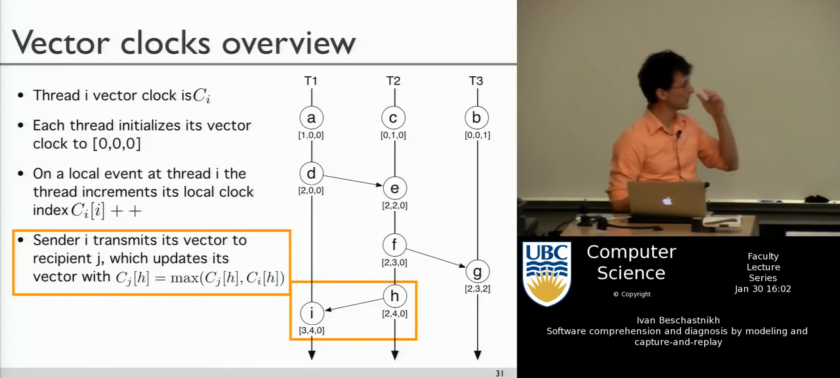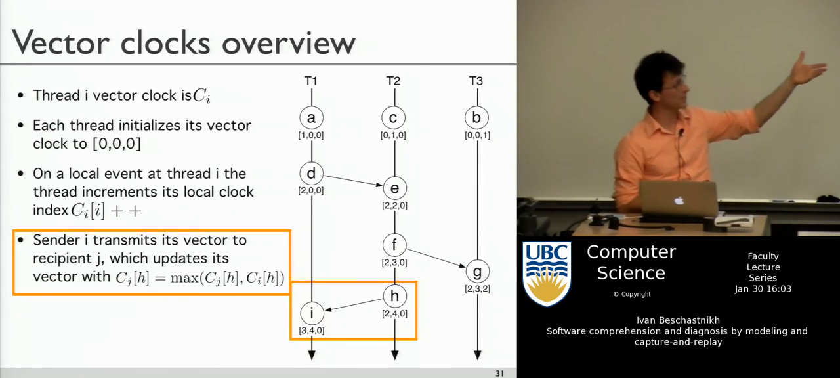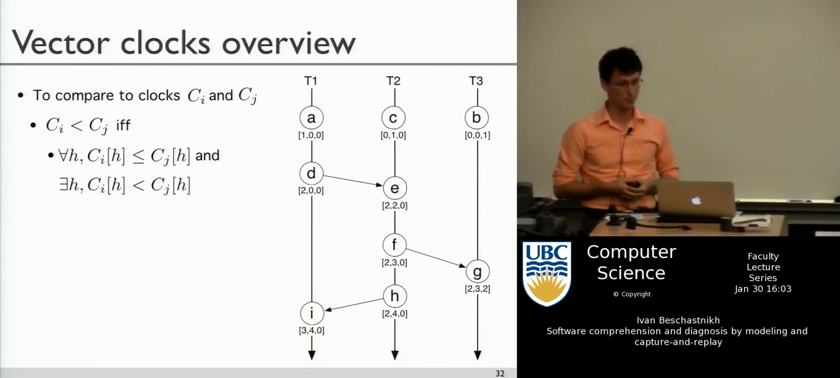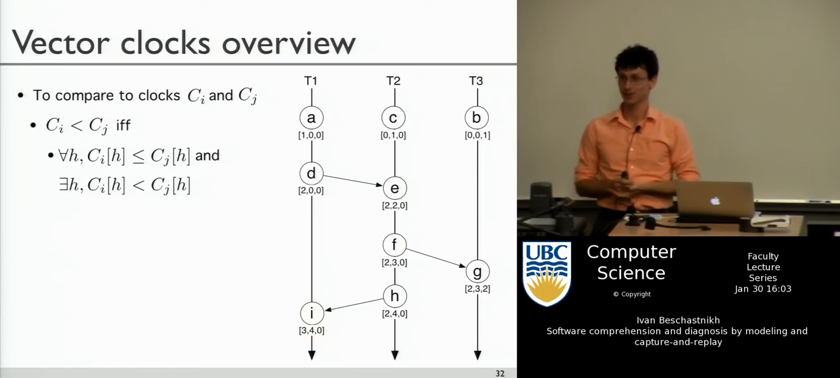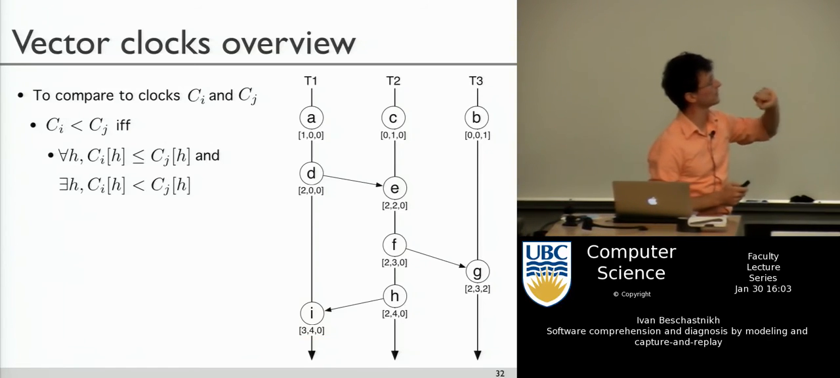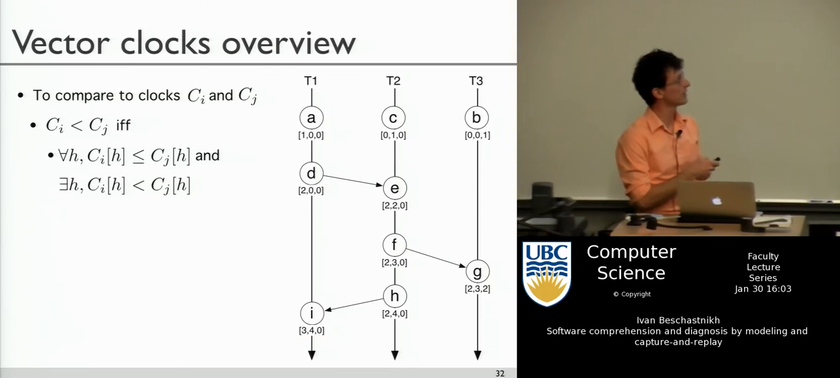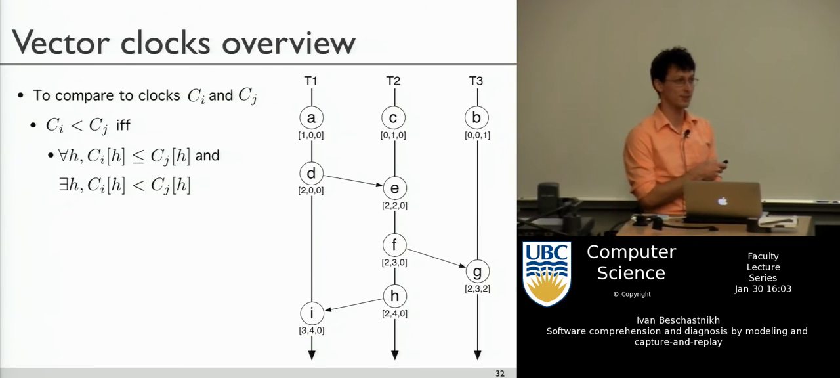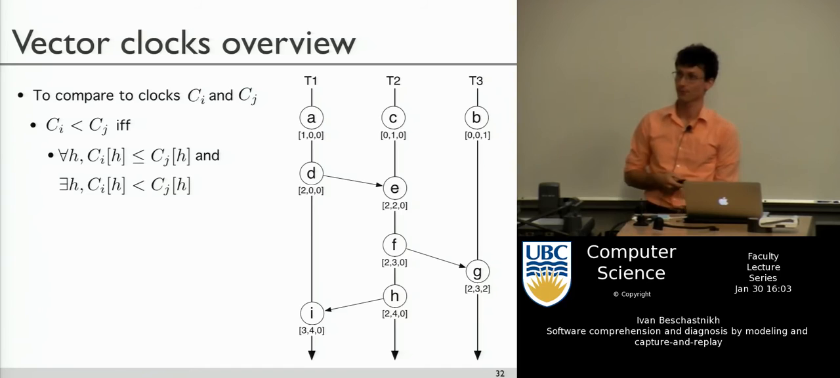The reason we're doing this is because at the very end, when you have this diagram, you're now able to compare vector clocks. There's this mathematical formula that tells you that clock i is less than clock j, which means that clock i happens before clock j, if for all of the indices, clock i is less than or equal to clock j, and there's at least one index where it's strictly less.